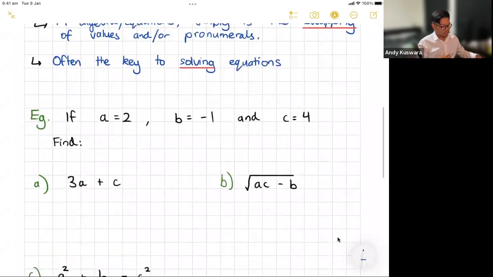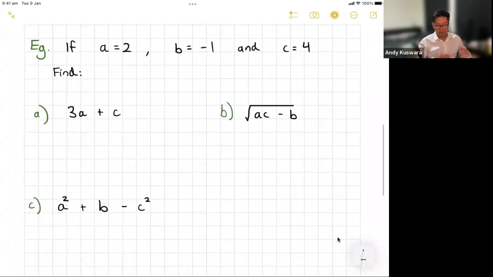Now, here's how a standard one of those questions will go. They'll give you three values. They'll say a equals 2, b equals -1, c equals 4. And they'll give you all these equations in a, b, and c, just different equations that they'll ask you to find. So in this case, for 3a plus c, now here's what I want you to do with the working out. I want you to be very specific.